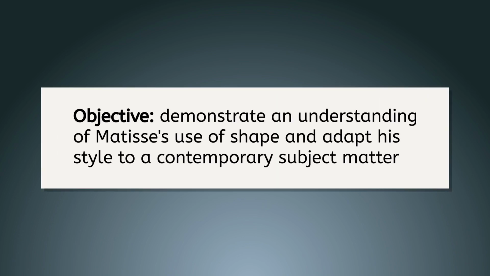Our third and last culminating project option is a Matisse-style modern technology. This will be a depiction of a modern technological invention, such as a smartphone or headphones, that is created in the style of Henri Matisse. This can be a painting project or a cut paper project, as both of these are techniques that Matisse used himself. For this project, our objective is to demonstrate an understanding of Matisse's use of shape and adapt his style to a contemporary subject matter.